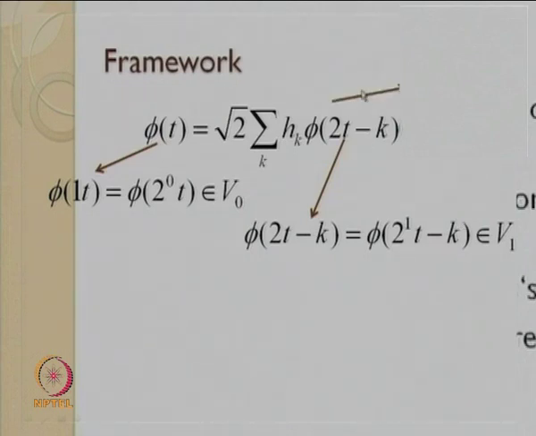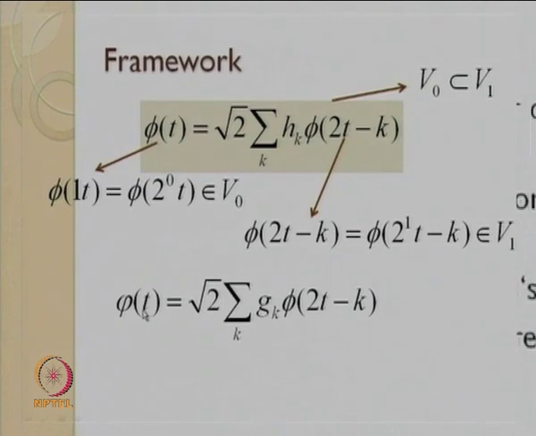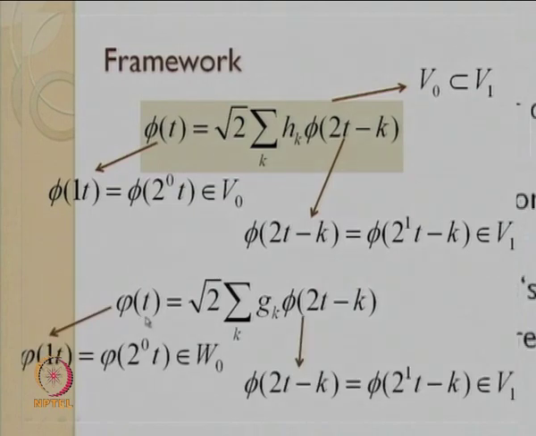And that gave us this beautiful property, and that tells us that V 0 is a subset of V 1. And so, V 1 contains something that V 0 does not have, and that additional part is indeed the details present in the signal, and those details are in a way captured by the wavelet equation psi of t. So, we looked at psi of t, and g of k are the coefficients of this psi equation, and again we did the same analysis that psi of t has psi of 1t, and it indeed belongs to W of 0, and this function once again belongs to V of 1 because I have 2 to the power 1. And then this once again conveyed the same fact that indeed V0 is a subspace of V of 1.